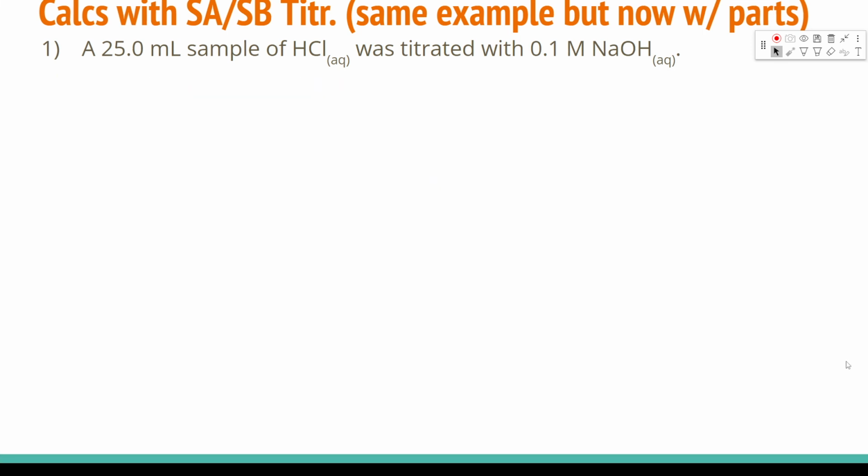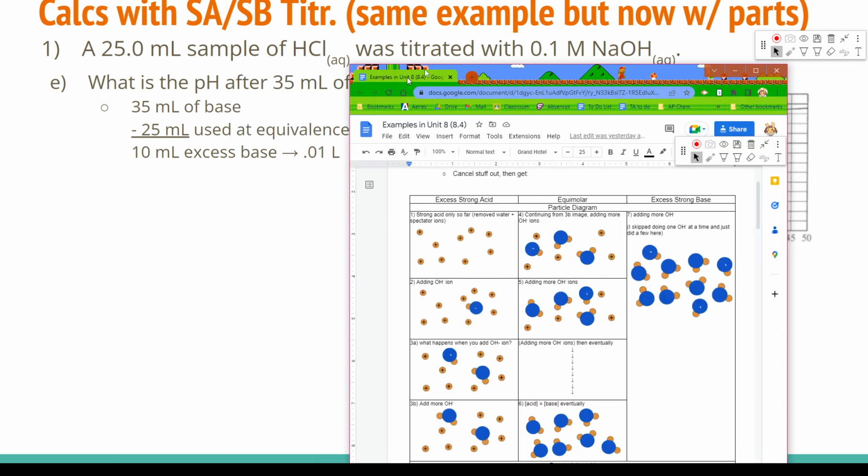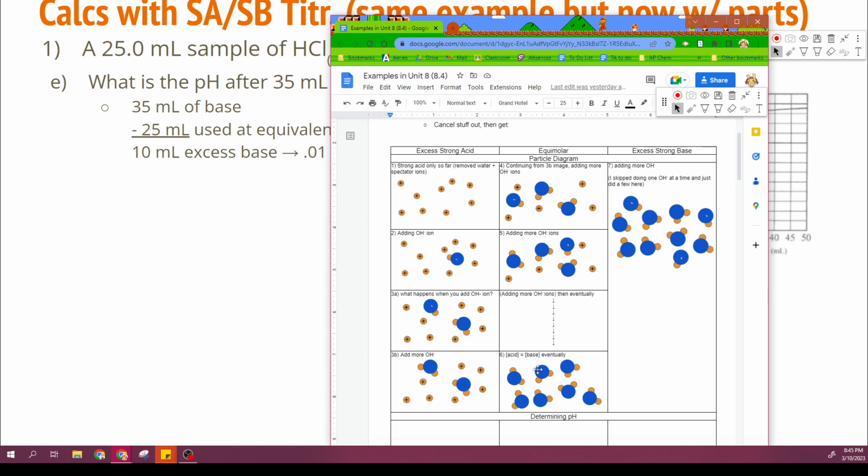Cool. Okay. And so what's the pH after 35 mL? Again, we're assuming we started at 0 and now we're at 35. So we are definitely at point D of the graph. And so here's the thing. You need to be very careful about the base. We used 25 mL at equivalence. So just to go back to the picture, 25 mL was used to reach this point. And so we added more OH.